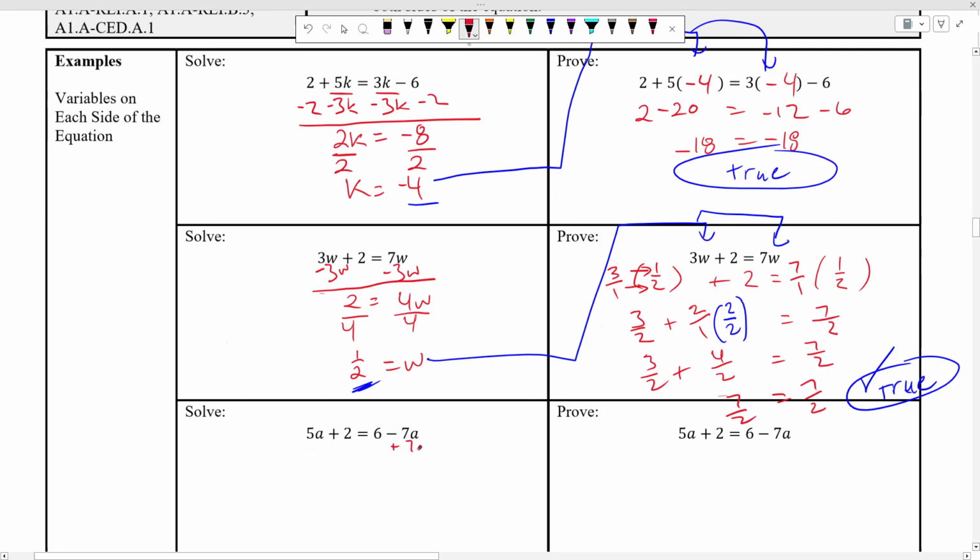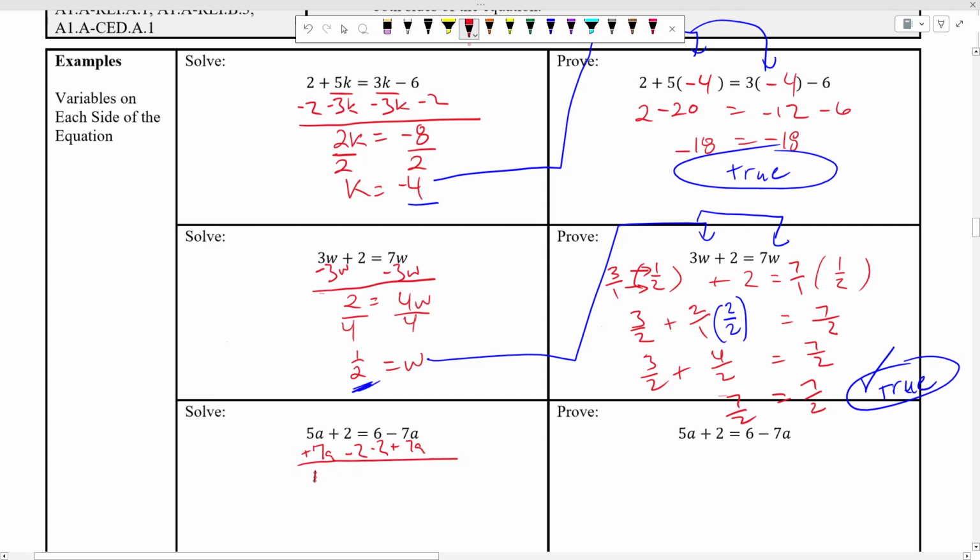So I got plus 7a. Doing so is the inverse. Doing so eliminates it. That's what I want. I want to eliminate these things. And of course, consistent with what I said earlier, I'm going to do these all on one line in the interest of space and time.